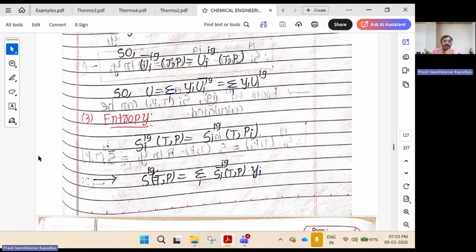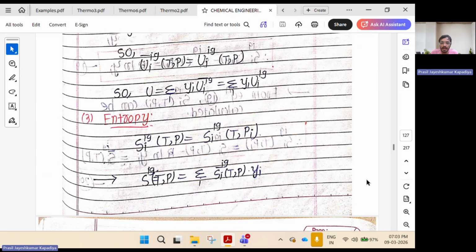Now, let's move ahead with entropy. For entropy, we have to write that Si bar of ideal gas at temperature and pressure is equal to Si ideal gas at temperature and pressure, its partial pressure Pi.